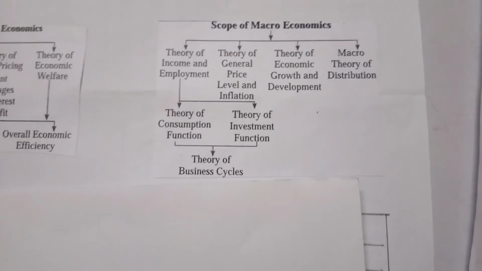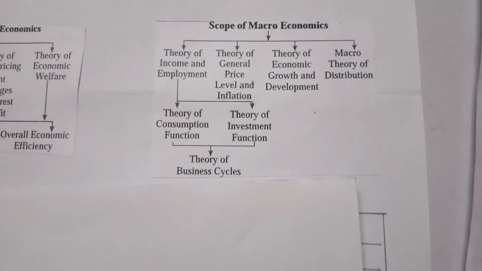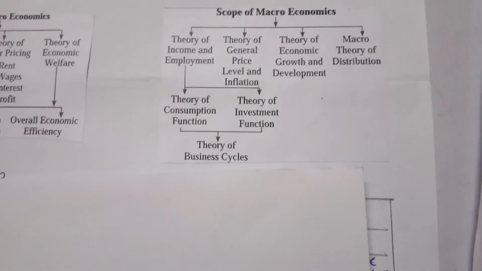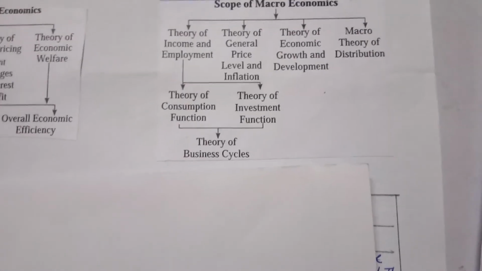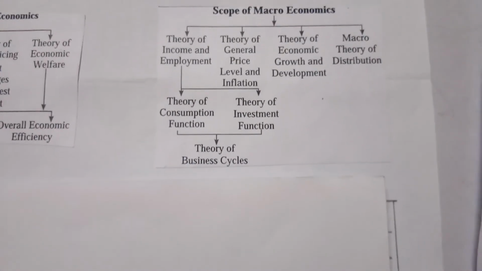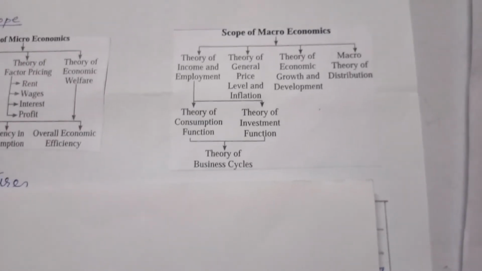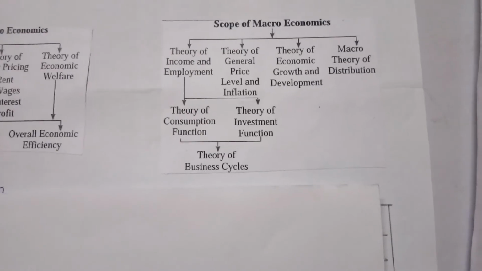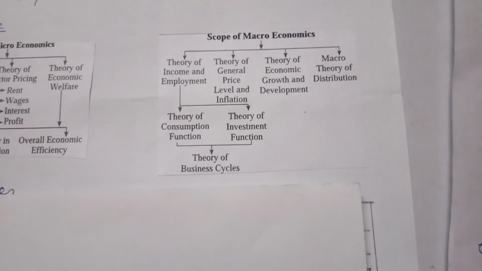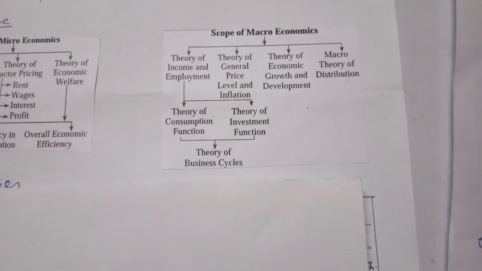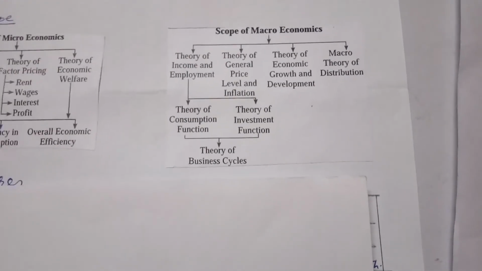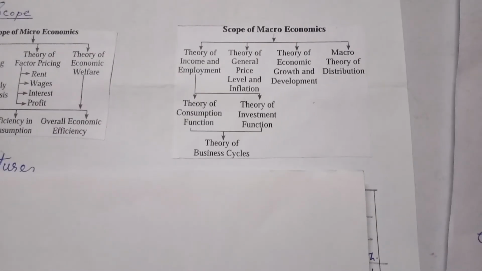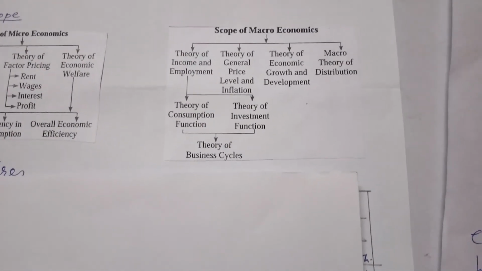From that, theory of income and employment is again divided into two parts: the theory of the consumption function and the theory of the investment function. What is meant by the consumption function, we will see later on. The theory of the consumption function means whatever is consumed by a nation. Consumption expenditure, investment expenditure, or any capital expenditure will come under consumption expenditure. And in the theory of investment, we see where the investment will occur by the nation.